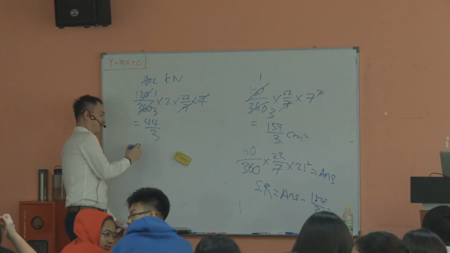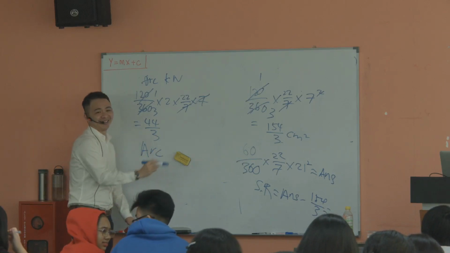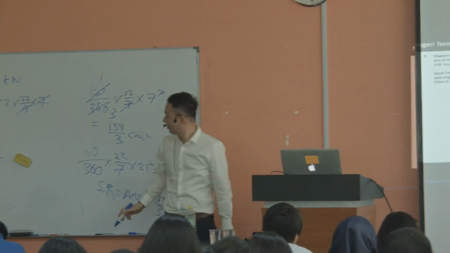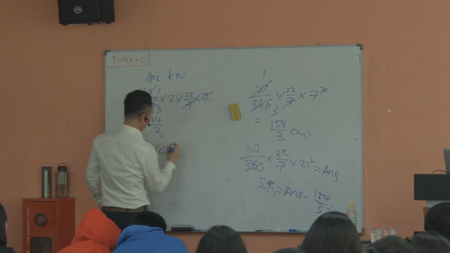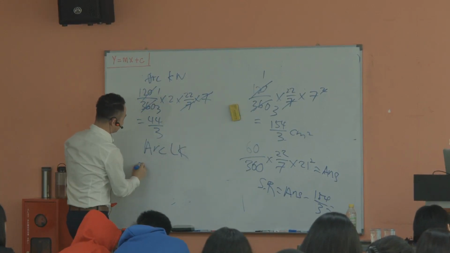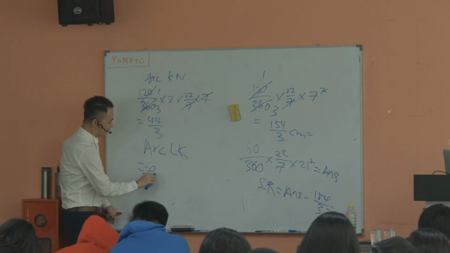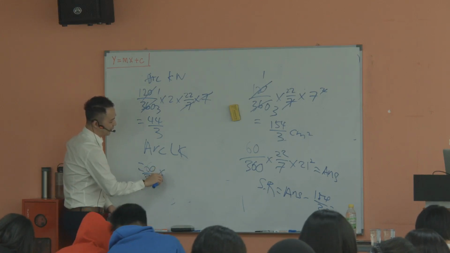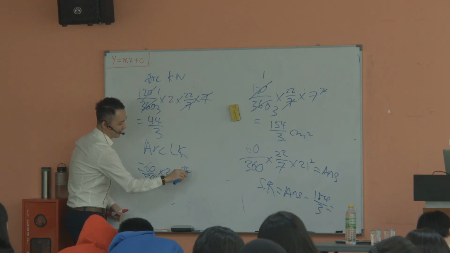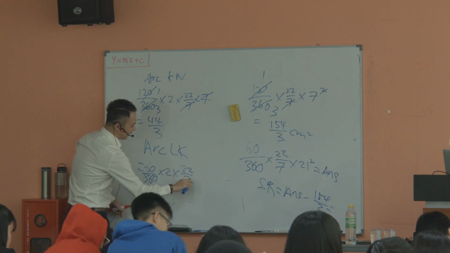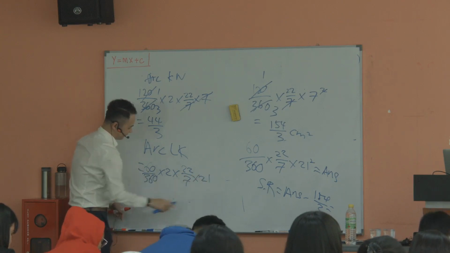Alright, then we need to find the second arc length, which is the L to K. So same thing, it will be 60 degree out of 360, multiply 2, multiply pi, which is 22 over 7. And then multiply R, 21.